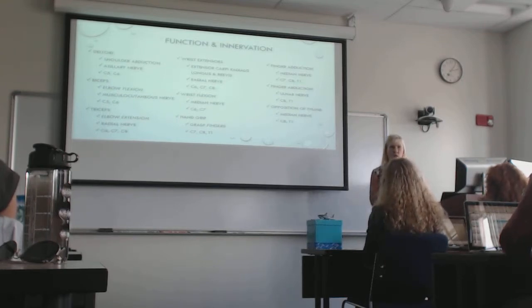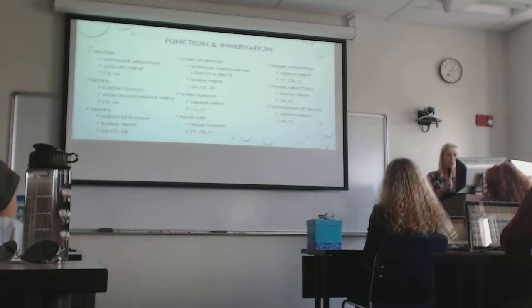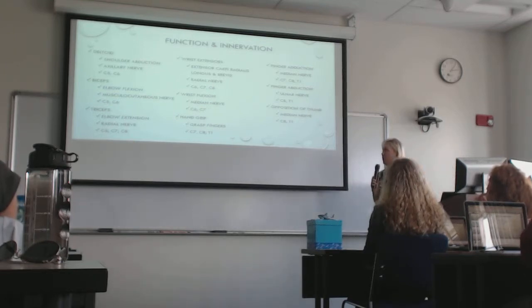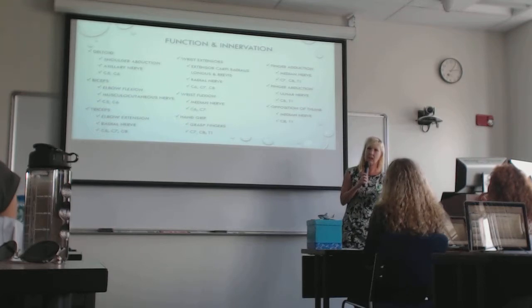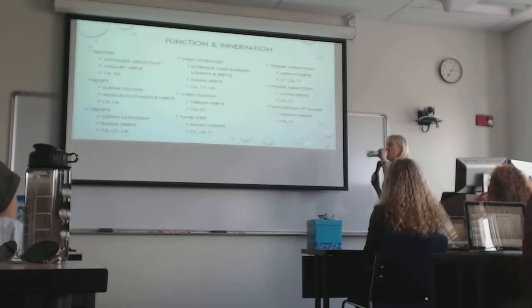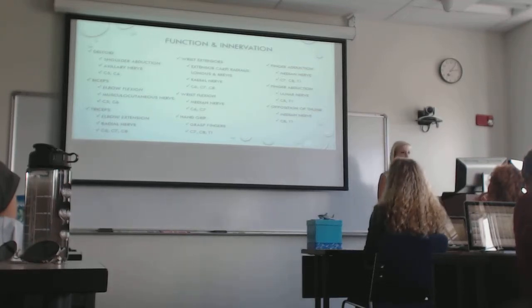I don't expect you to know all of these, although you probably learned them in anatomy and physiology. But basically, in terms of what is occurring, what muscle is there, what action occurs: the deltoid, we have shoulder abduction. I always say abduction, just so that my pronunciation is not poor. Axillary nerve, and we're assessing C5 and C6.